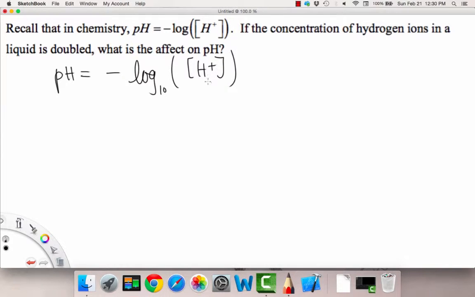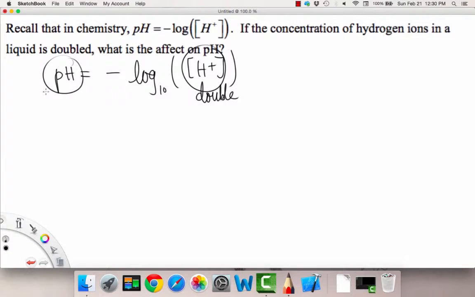Okay, so this is a given formula, and the question is asking if the concentration, so this guy, in a liquid is doubled, what is the effect on pH? So if you double this guy, something happens to the log, and then it transforms the pH in some way. And we're trying to figure out, okay, what does it actually do to the pH?